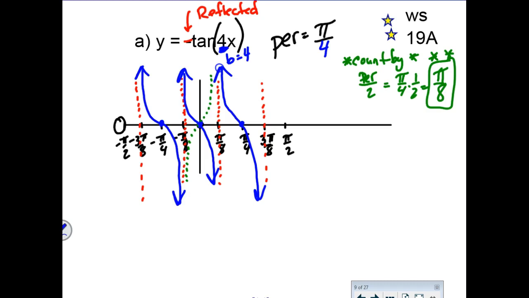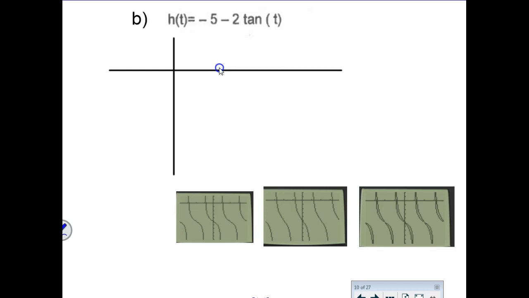All right, guys. So tangent's weird. It's a new function. It has new attributes. We have to think about it. Let's talk about this one.